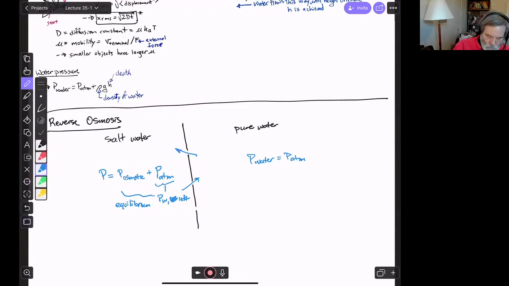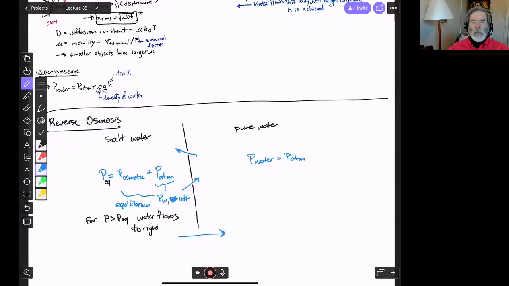So let's call this P sub equilibrium. So for P greater than P equilibrium, water flows to the right, meaning we'd have a net flow of water this way. So that's a way of producing pure water from seawater.